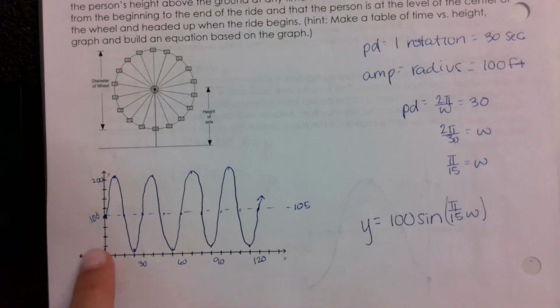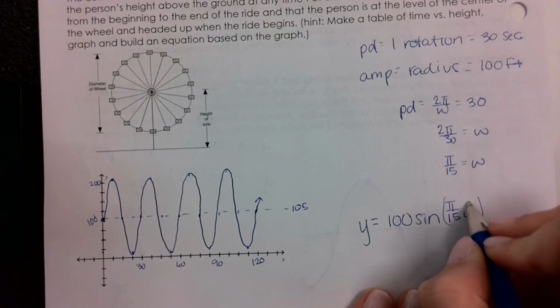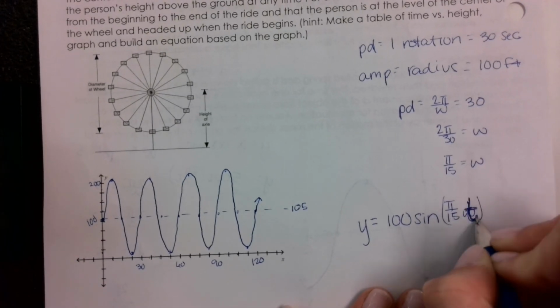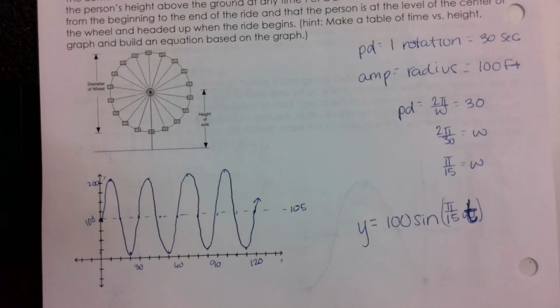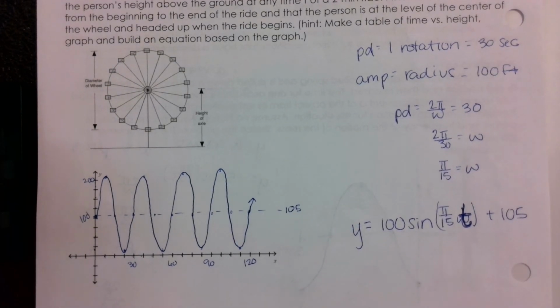And then our midline was at 105, so how do we handle that? Do you remember? Yes, it's supposed to be t. That should be a t, not a w. Plus 105. And that's it. That's all we have to do on that one. Is that okay? Questions? Okay. None.